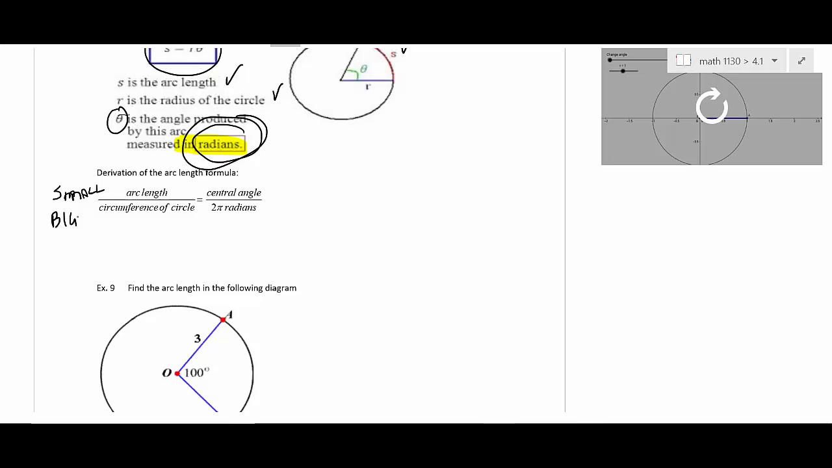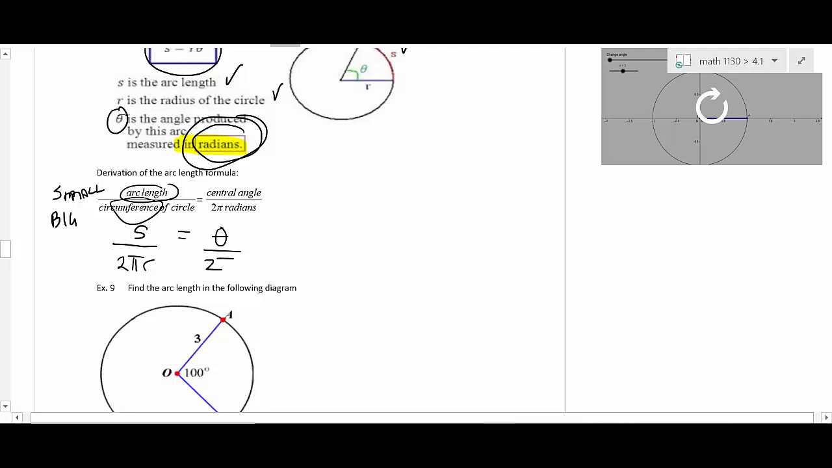The central angle is the angle inside. What's 2 pi? That's all the way around the circle. 2 pi radians is all the way around the circle. So here's where the formula comes from. Replace the arc length with S. What was the formula for circumference of a circle? 2 pi r. Pi r squared is area, you have that. The central angle we'll call theta, then we'll put a 2 pi like that. So I'm doing the arc length compared to the circumference, the small angle compared to all the way around.